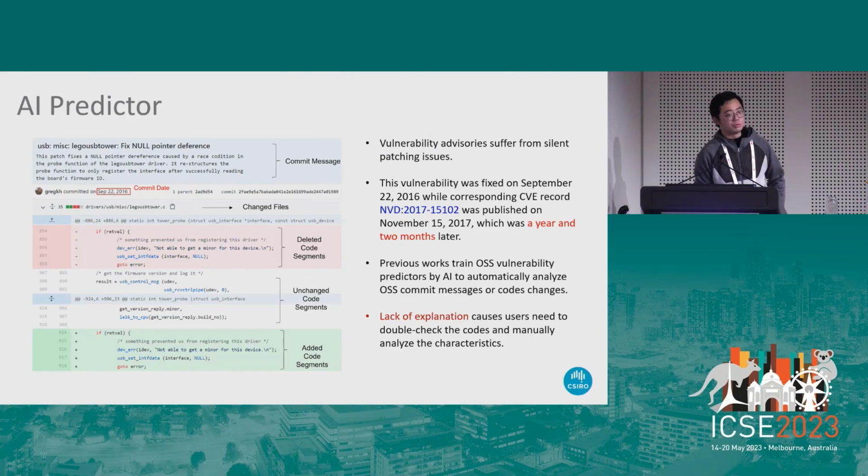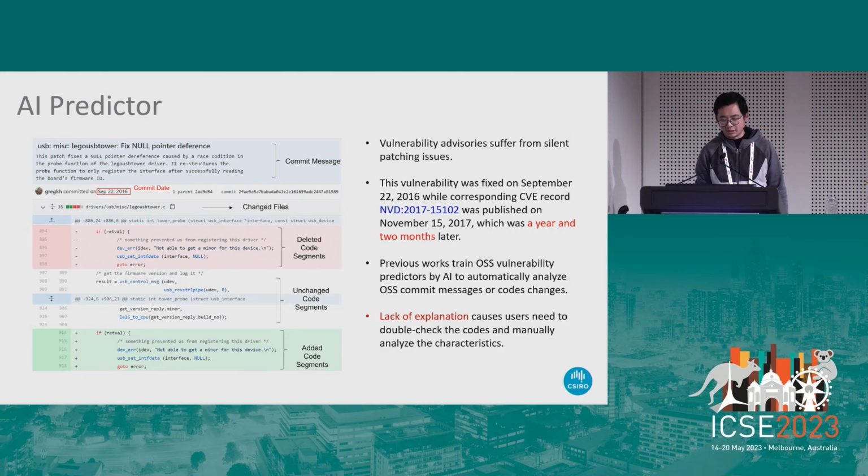The issue with those advisory databases is silent patching. Here is an example. It's a patch of the Linux kernel. It was fixed on September 22nd, 2016, while the corresponding CVE record was published on November 15, 2017, which was a year and 2 months later. That is because many maintainers, for various reasons, choose to silently patch the vulnerabilities.